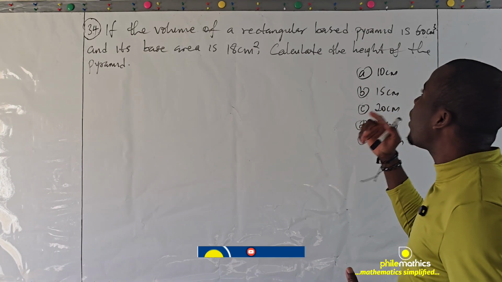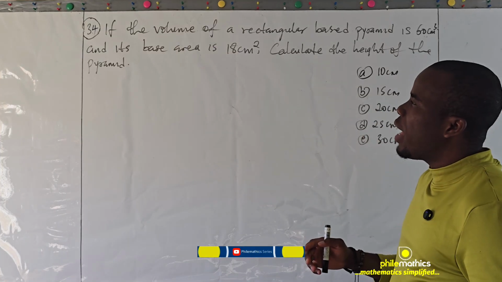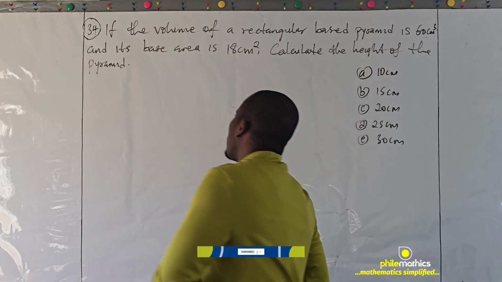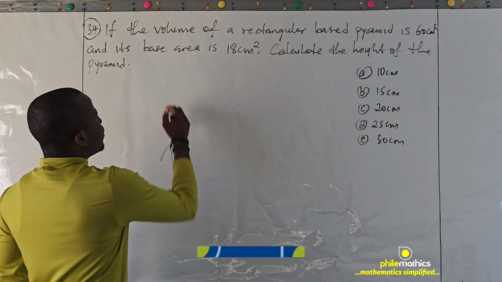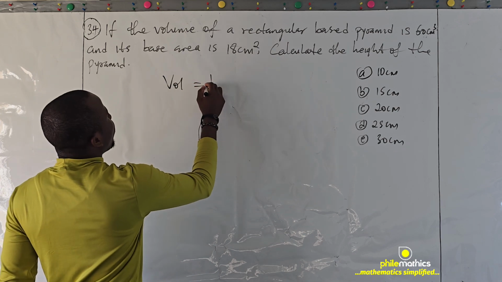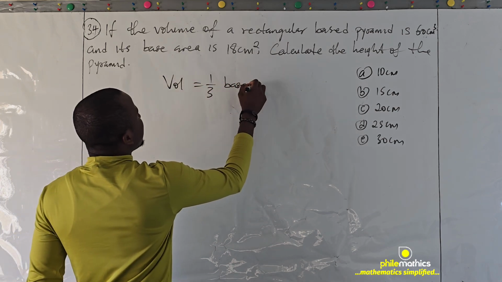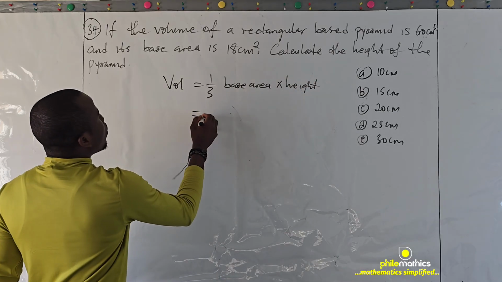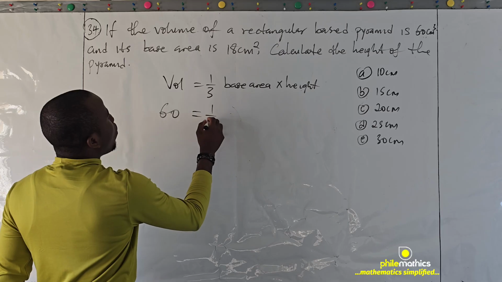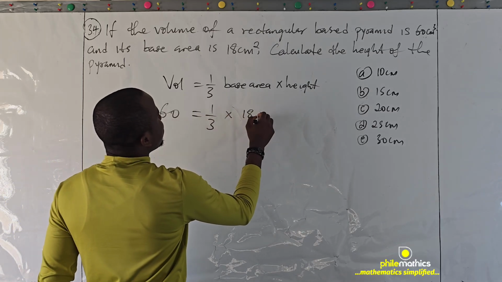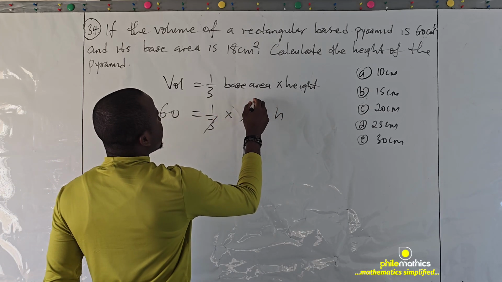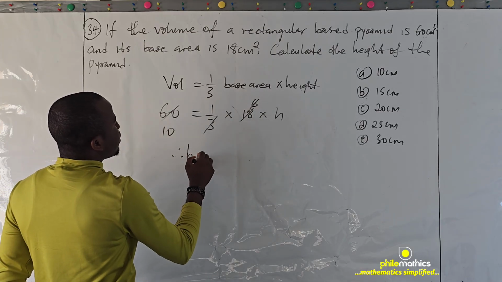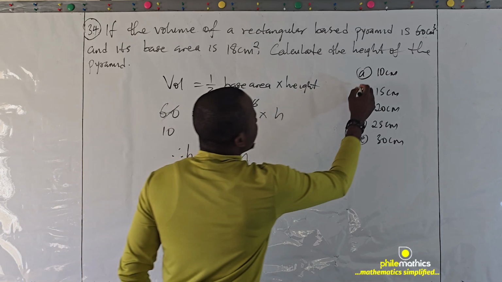If the volume of a rectangular base pyramid is 60 cm cube and its base area is 18 cm square, calculate the height of the pyramid. So you want to recall the volume of the pyramid. The volume is given as 1/3 base area times height. And so we are given the volume as 60, the 1/3, and the base area as 18. We are looking for the height. 3 can go into 18 6 times, and 6 can divide 60 ten times. So height is simply 10 cm, which is A.